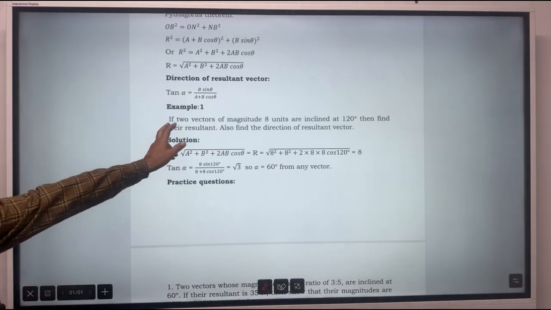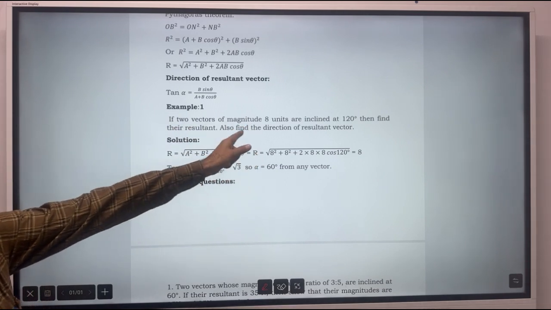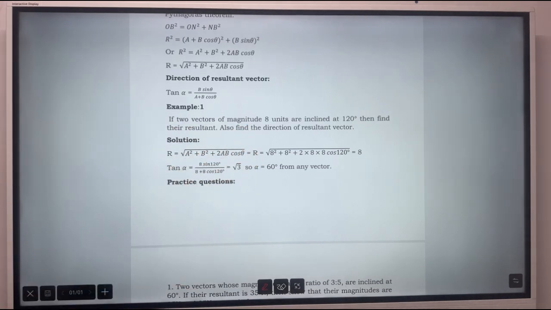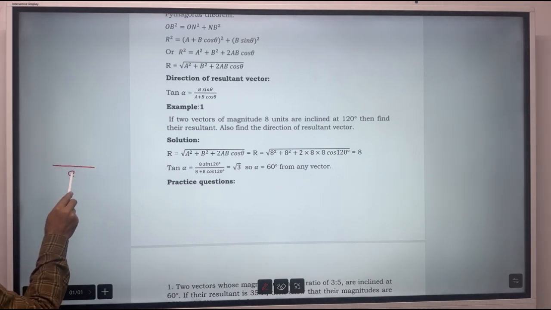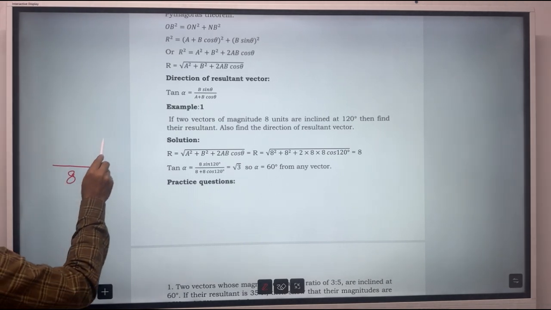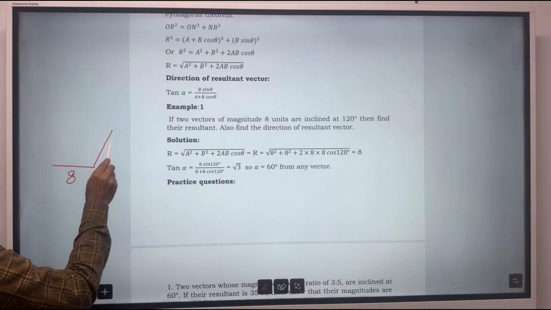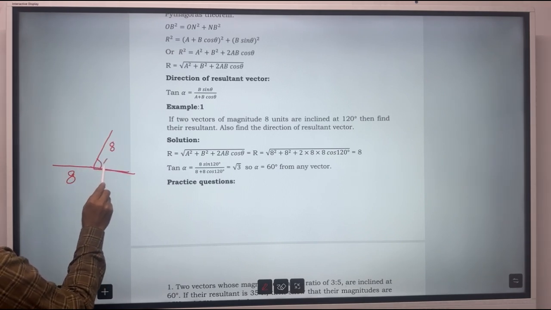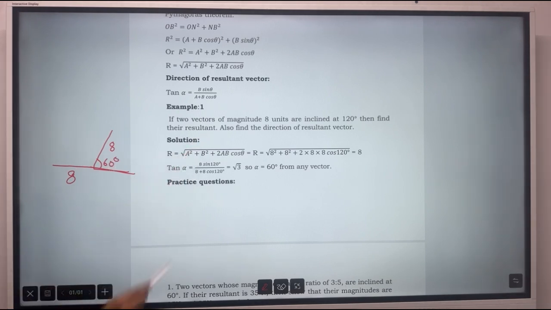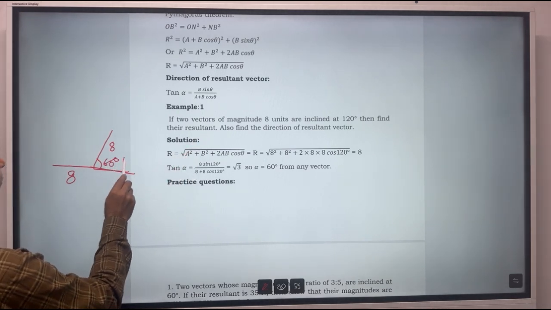Here the question says, if two vectors of magnitude 8 units are inclined at 120 degrees, then find their resultant and also find the direction of the resultant vector. You are given this vector of magnitude 8 unit, another vector has also magnitude 8 unit, and the angle between them is 120 degrees.